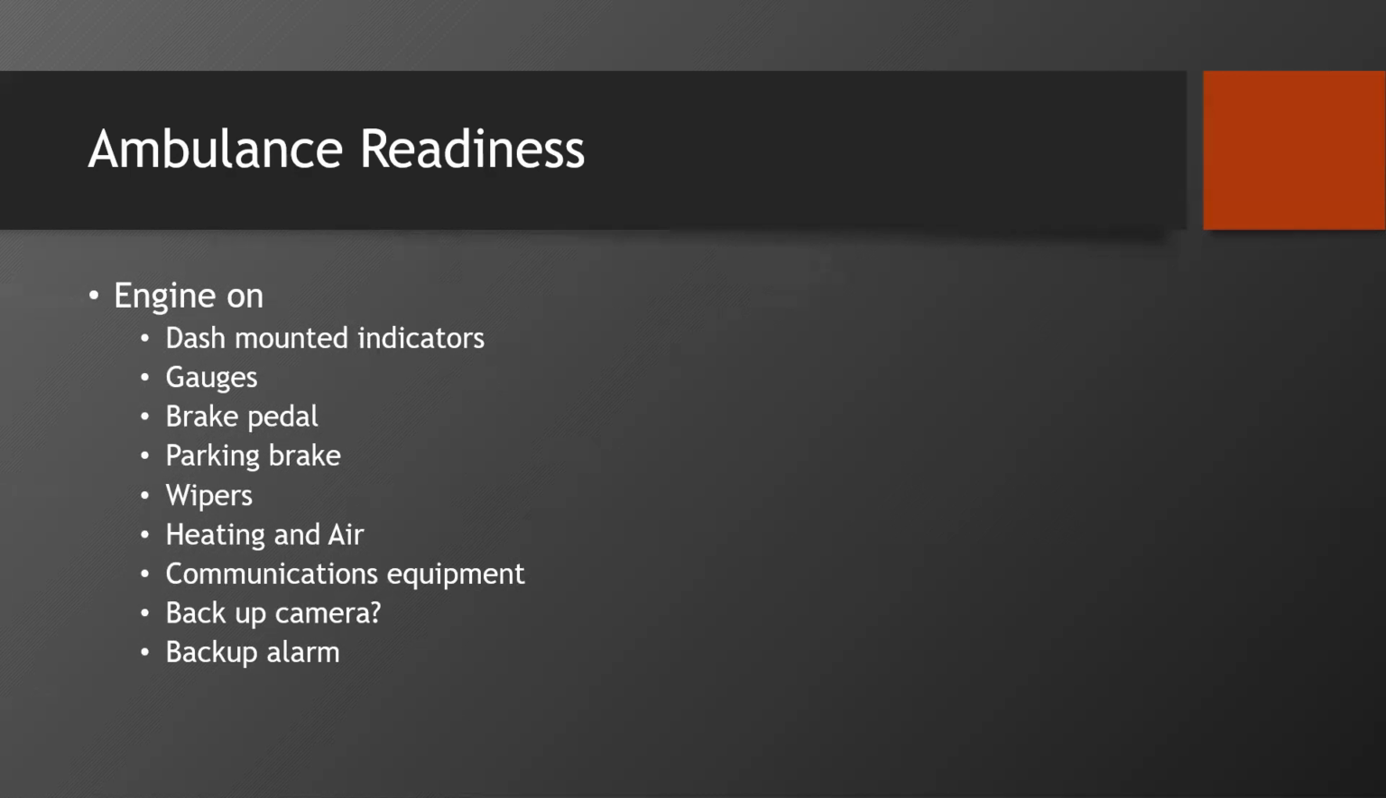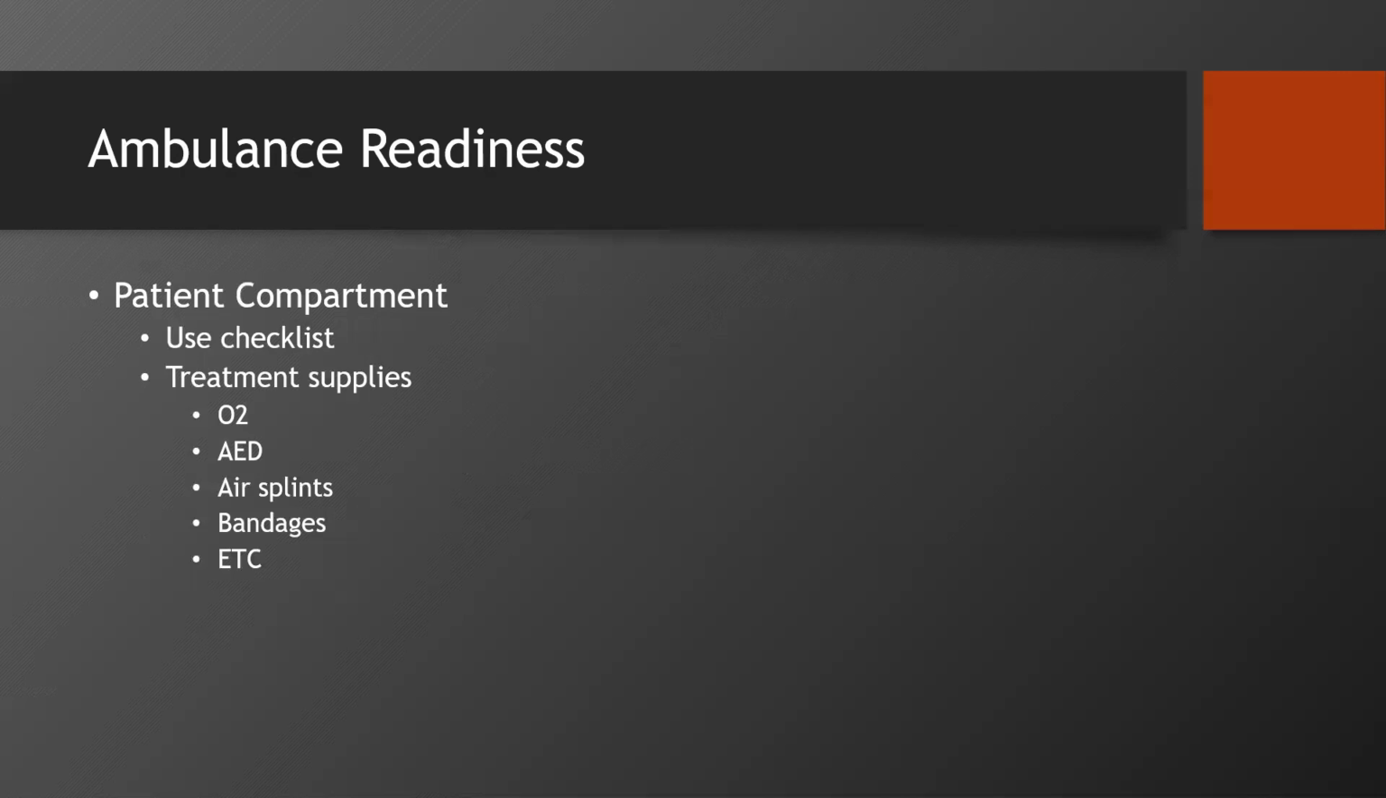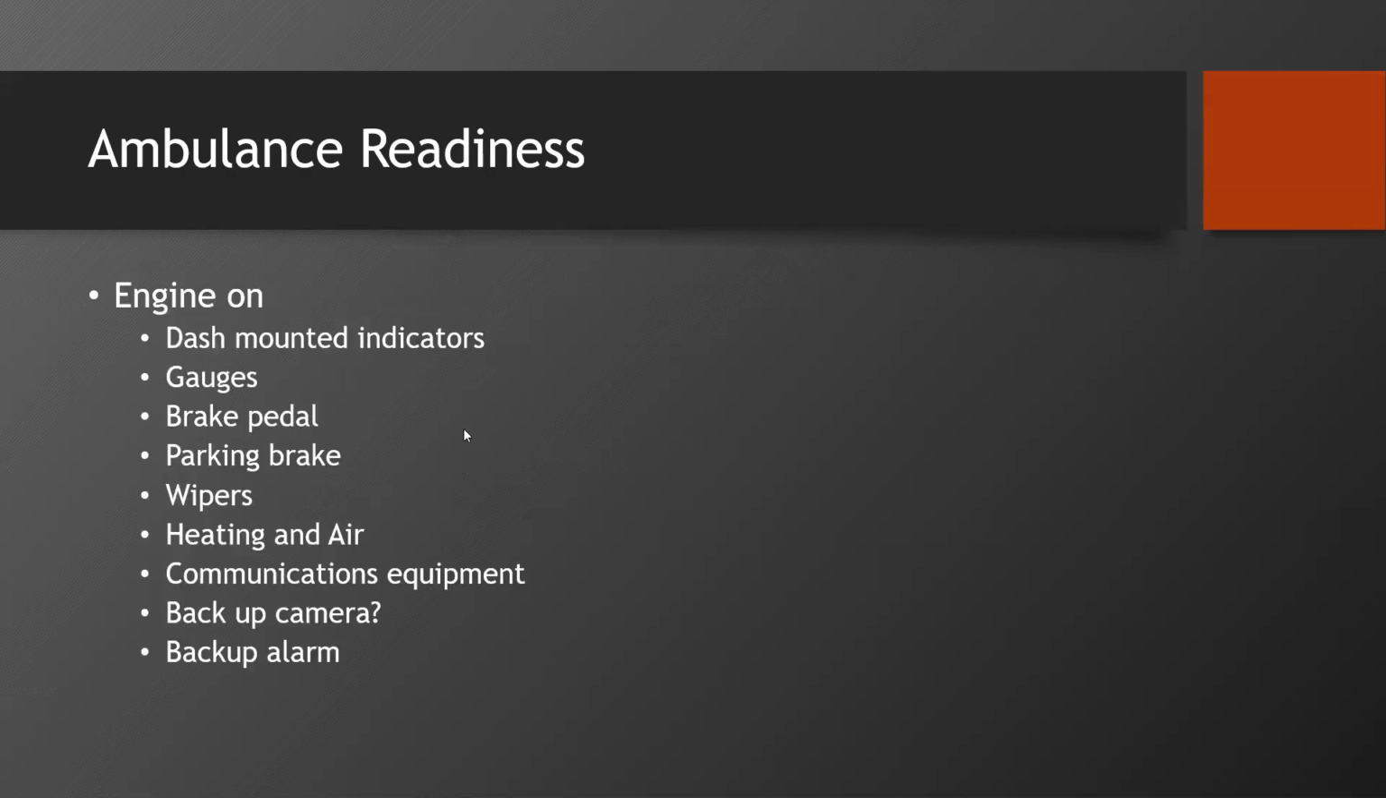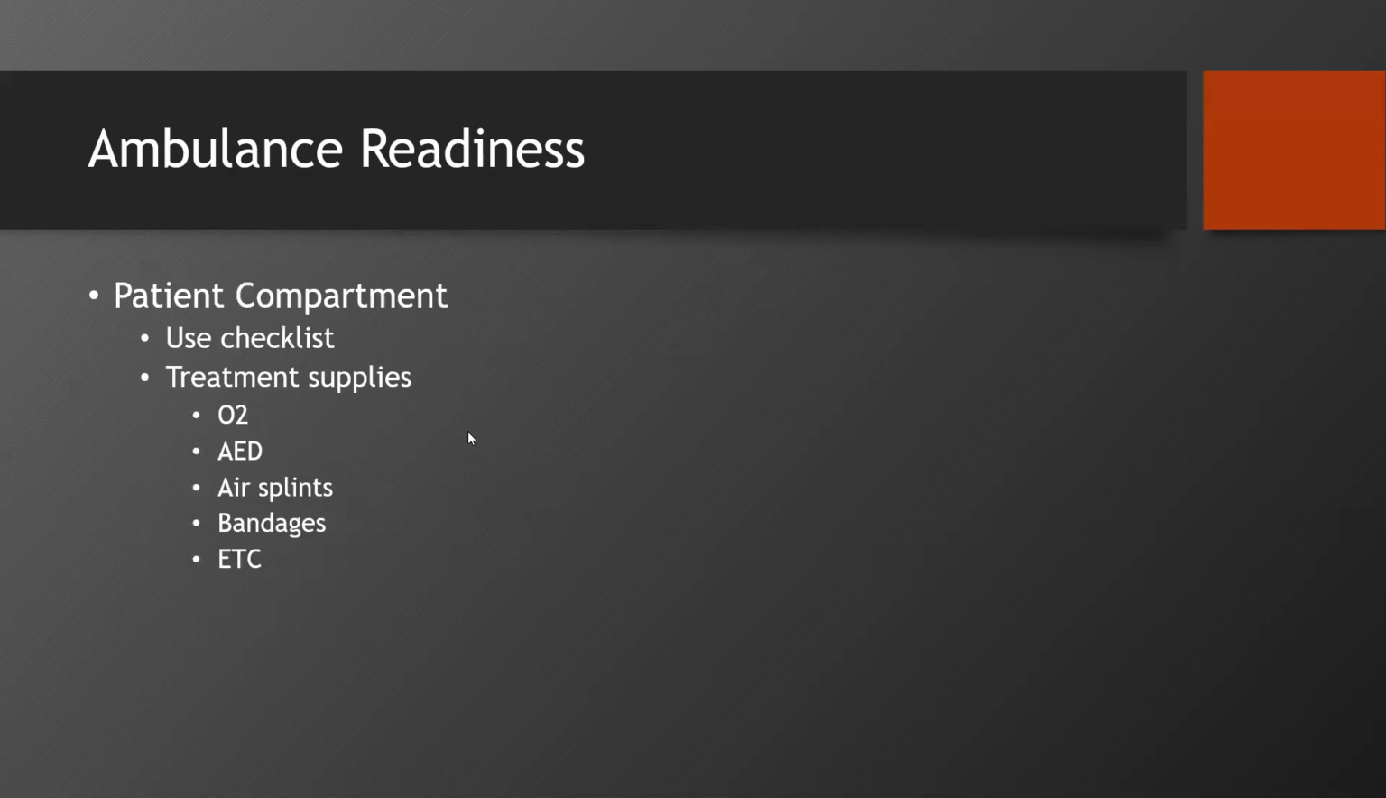Okay. Do you have a backup camera? Most of the newer ambulances do. There's probably still a few older ones out there that don't have one. Okay, backup camera, backup alarm. Most ambulances are going to have that. But all of those things, if you have those devices, they have to work. Okay. All right. So that's kind of with the engine on, start it up again. Make sure there's no check engine lights or brake lights on, that kind of stuff. Check our fluids. All that stuff's very important.